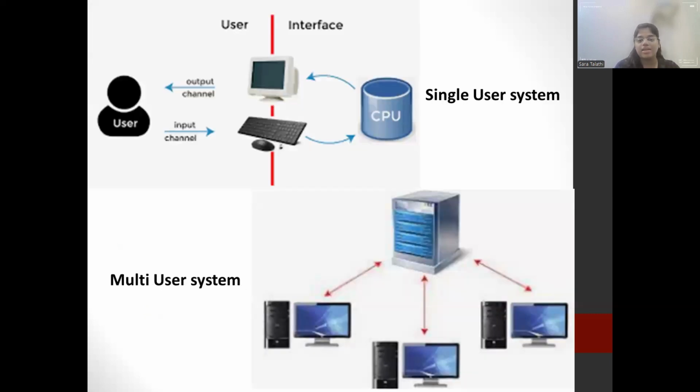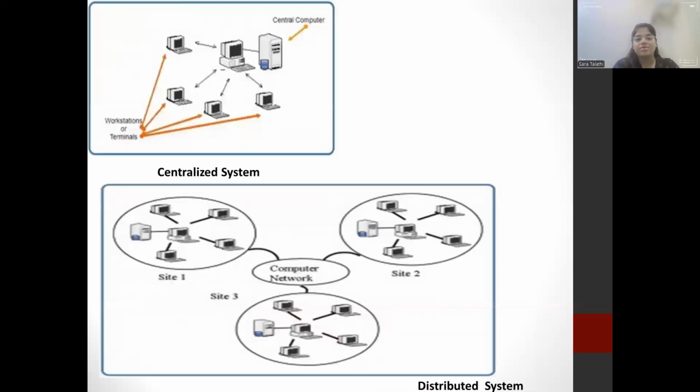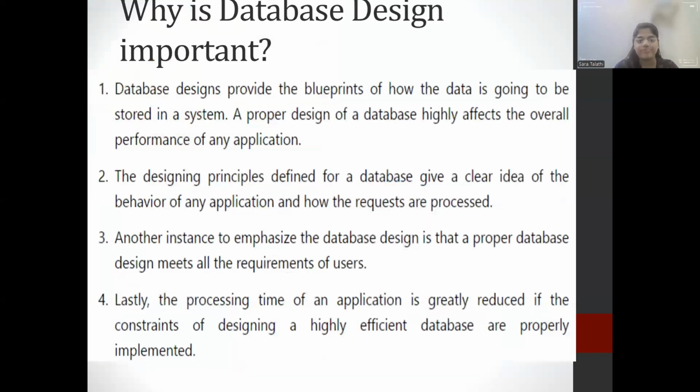And here are the images. As you can see, in the single user system, only a single user is using it. The input channel is going in and the output channel is going through the monitor. In the multiple user system, you can see there's only one server, but many other users are there to use it. In this centralized system, you can see how one central computer is there, and there are different workstations, or you can call them terminals. And with the distributed system, there is a computer network where different LANs are connected to it. As you can see, sites 1, 2, and 3.